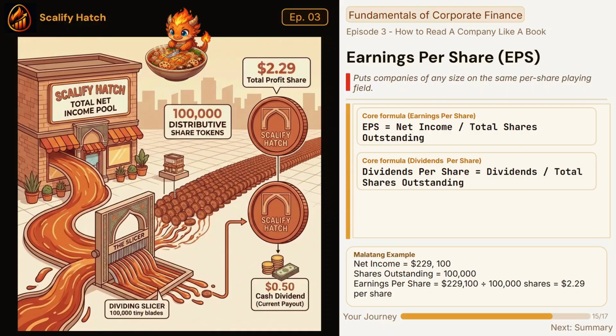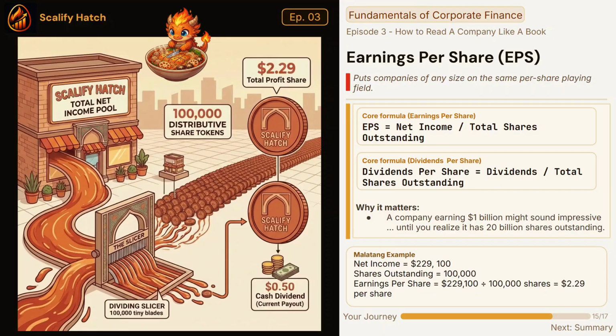But here's why this number matters so much. A company earning $1 billion sounds massive until you find out that it has 20 billion shares outstanding. That's only 5 cents per share. Meanwhile, a smaller company earning 50 million with only 10 million shares outstanding is generating $5 per share, over 100 times more profit per share, despite making a fraction of the total profit.